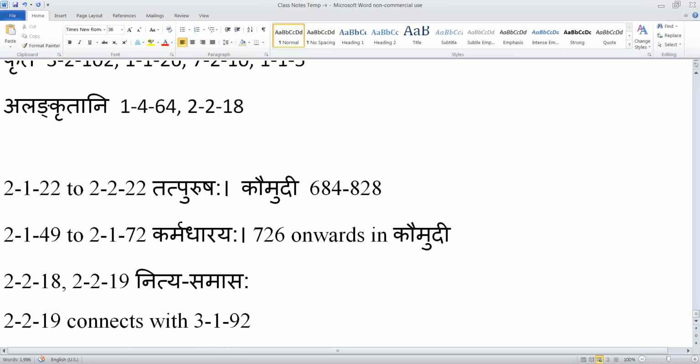Even though 2-2-19 is one single sutra for upapada samasaha, we have to go to this section and look at the details. Okay, let's go to the textbook now and see what we have. We can quickly look at it.